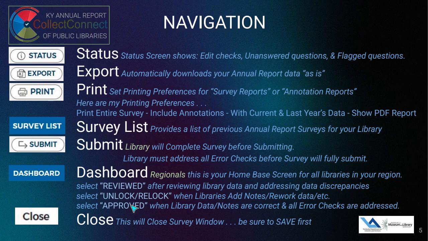And then when everything is correct, as best as the regionals work through it, then they will select the approved box. And so that means everything's good to go and all error checks are addressed. That will also allow me the visual of knowing, hey, it's my turn to go in there and start working with the data. The regional works with their regional data, the state data coordinator works with all 120 libraries. And so that starts the cleaning of data and double checking of information once the regional works through the process.